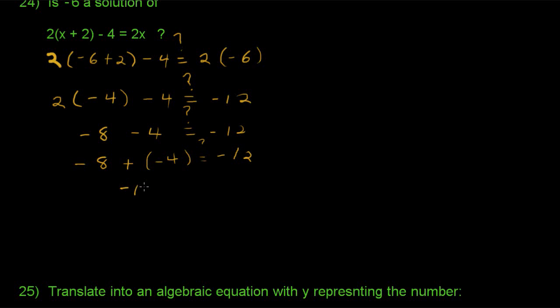So we can go ahead and write -12, and we have a -12 on the right side of the equal sign. And sure enough, we end up with a true statement. And since we ended up with a true statement, that means that the -6 is a solution of this equation. So -6 is a solution.